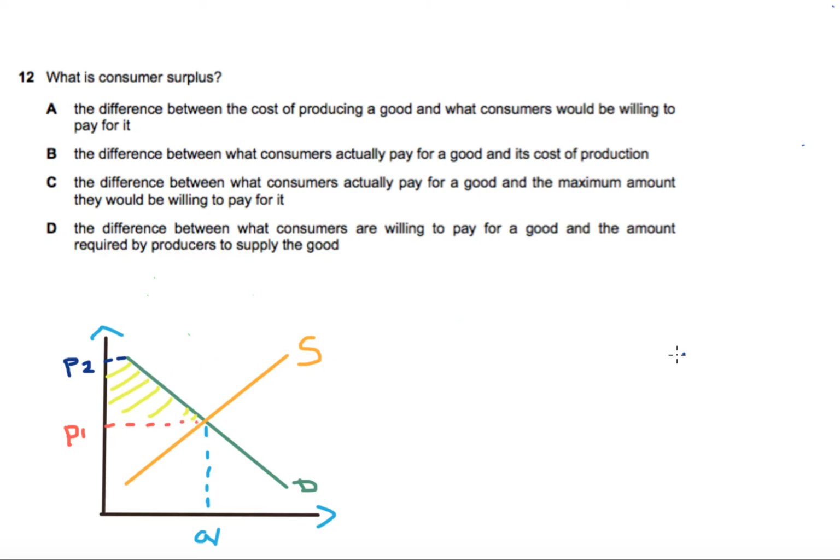Now, if we look at these options, the only option that explains this is option number C, that consumer surplus is the difference between what consumers actually pay for a good and the maximum amount they would be willing to pay for it. This is consumer surplus.